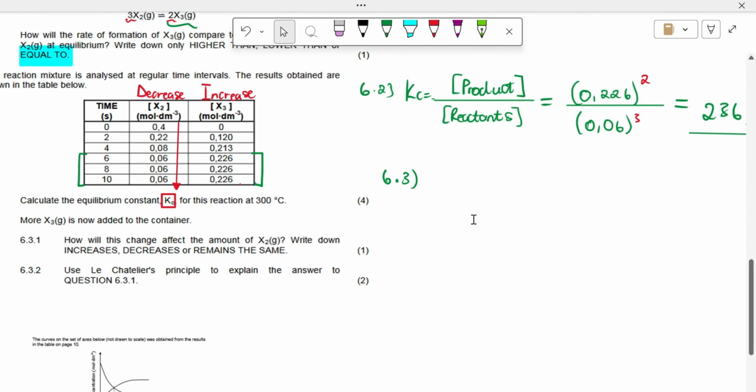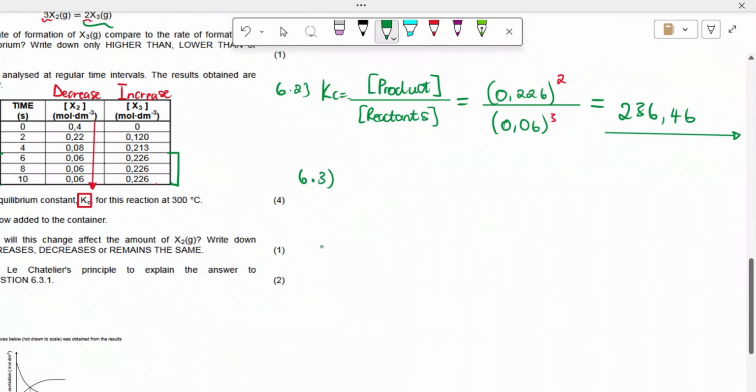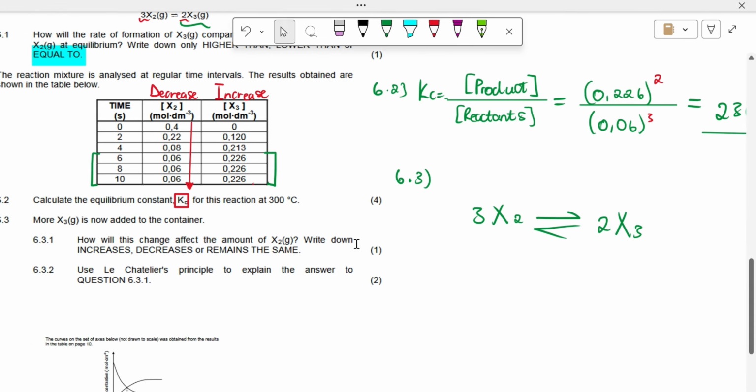More X3 is now added to the container. Let's write down this reaction, guys. This is the only way we'll answer these questions. So that's 3X2. This produces 2X3. So they're saying more X3 is now added, meaning they increase the concentration of X3.